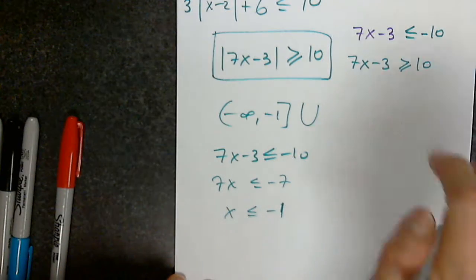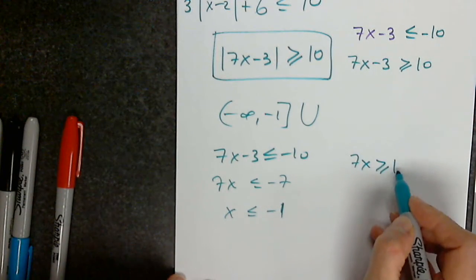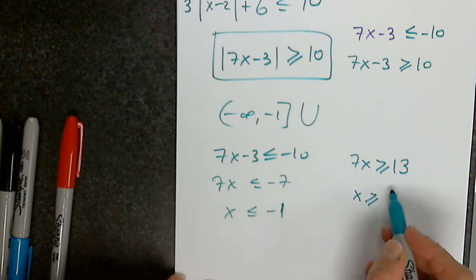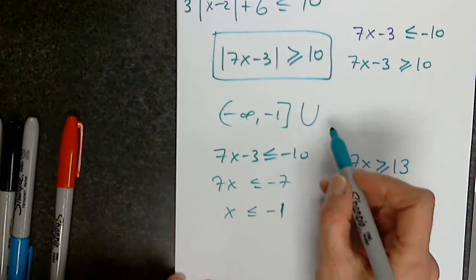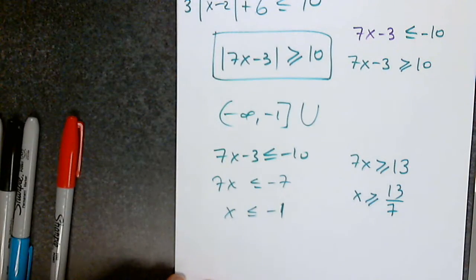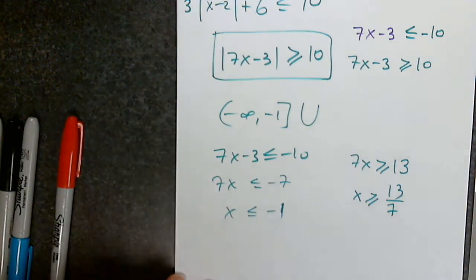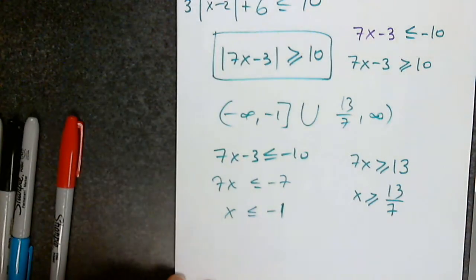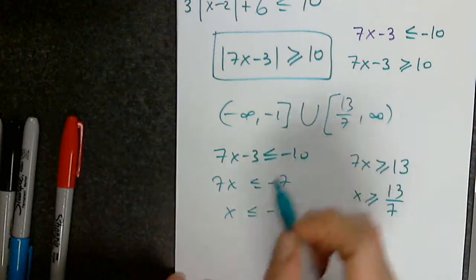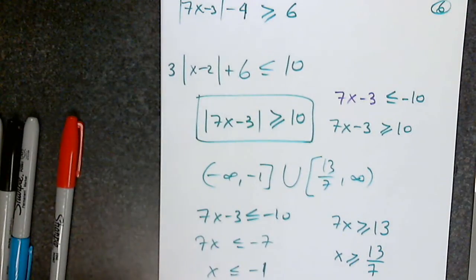Now we're adding 3, and we get 7x greater than or equal to 13. So x greater than or equal to 13 divided by 7. So this is 13 over 7 to infinity. Right. Of course. Very good. Good, let's solve the other one.